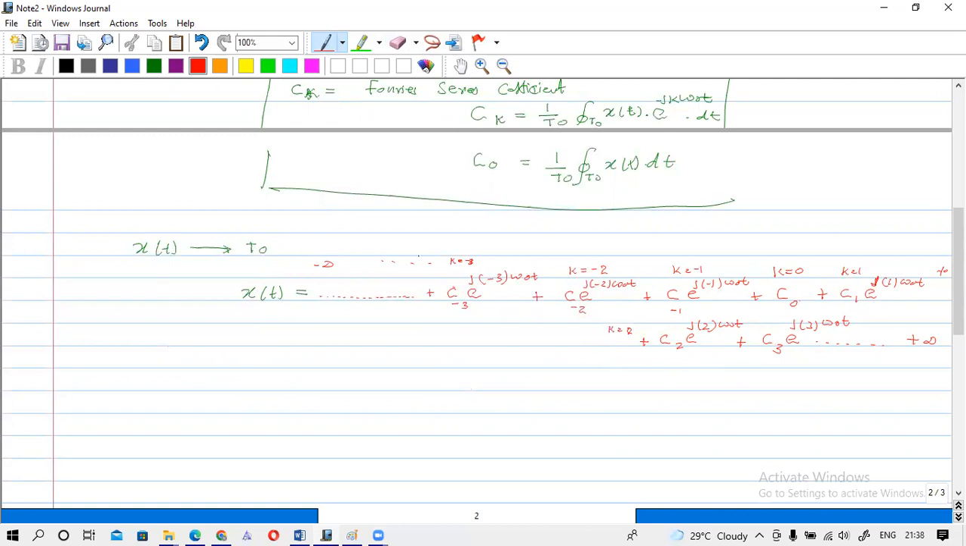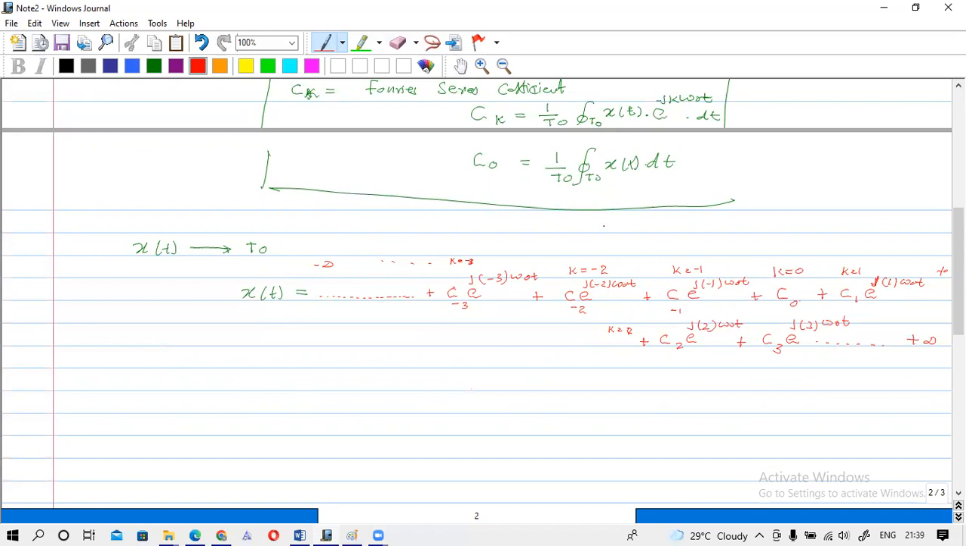And also from the minus side, there are some terms. When k is equal to minus 1, c minus 1 e to the power j minus 1 omega naught t, c minus 2 e to the power j minus 2 omega naught t, and so on up to minus infinity. So this kind of collection we will get. This is a collection of complex exponential signals.